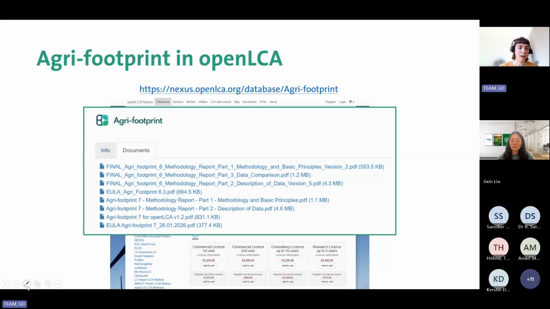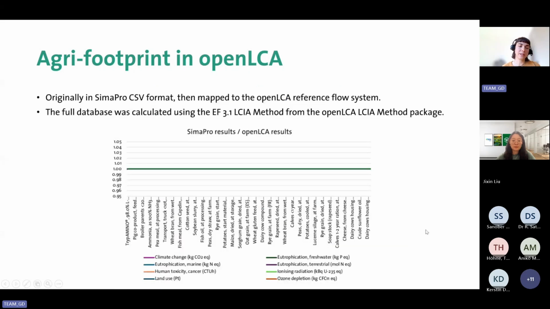openLCA. And on this note, basically what we did is we received the CIMA-Pro CSV format, and we mapped all the items of the database in the openLCA reference flow system. And to, let's say, double check that everything was correct, we ran a calculation of the full database using the environmental footprint 3.1 method from our method package, so the openLCA LCA method package. And as you can see here from the image, the results were basically the same in CIMA-Pro and in openLCA, meaning everything was indeed correct.